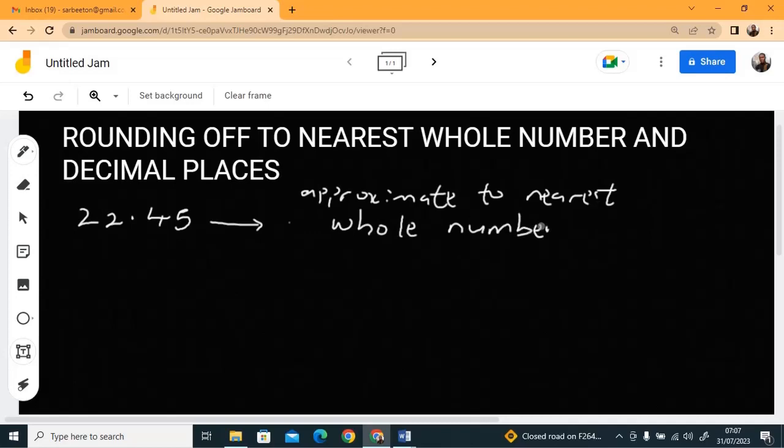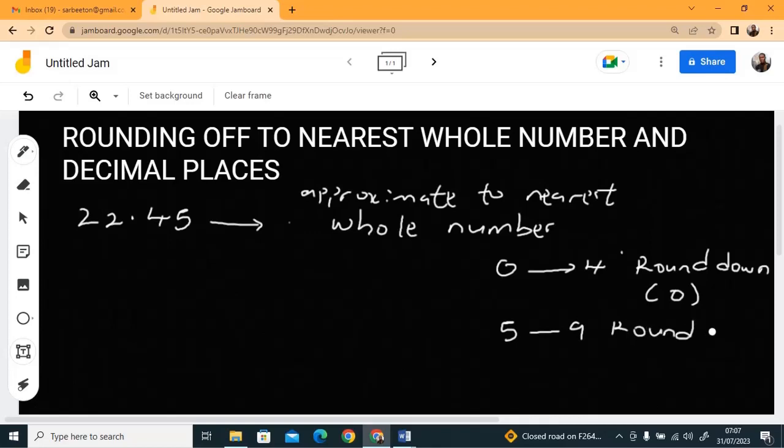Now, you have approximate to the nearest whole number. There is something you have to know in rounding up and rounding down. If a number is from 0 to 4, you round down. And when you are rounding down, it means you turn that number to 0. If the number is from 5 to 9, you are going to round up. So when you're rounding up, it means you turn that number to 1. That is what rounding up means.